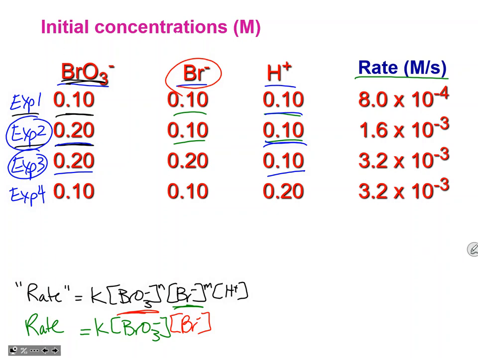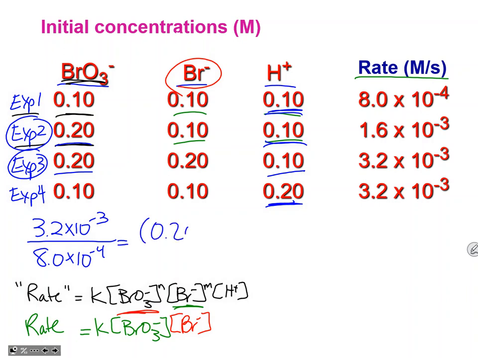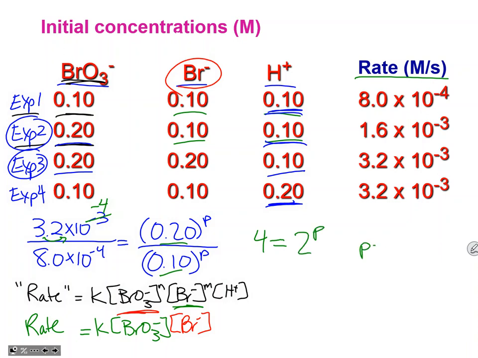All right, so for 1 and 4, I'm going to put 4 on top and 1 on the bottom. 3.2 times 10 to the minus 3 over 8 times 10 to the minus 4. That's going to be 0.2 raised to the p over 0.1 raised to the p. Now once again, if I move this over 1 to the right, this becomes minus 4. So really that's 32 divided by 8. So what is 32 divided by 8? 4. So now we have 4 equals 0.2 divided by 0.1, 2 to the p. So what is p going to be? P is second order. Good. So down here for hydrogen, this would be second order.